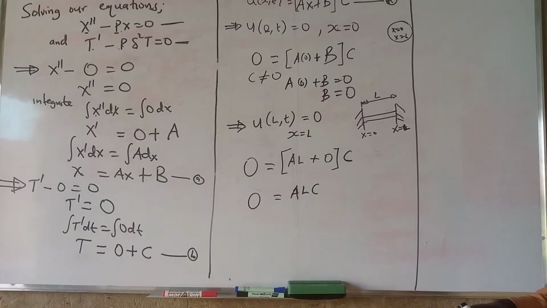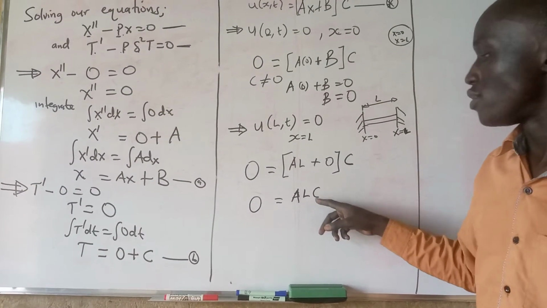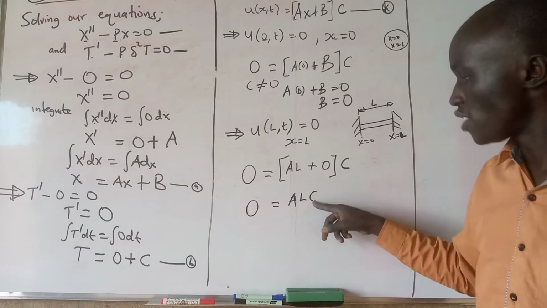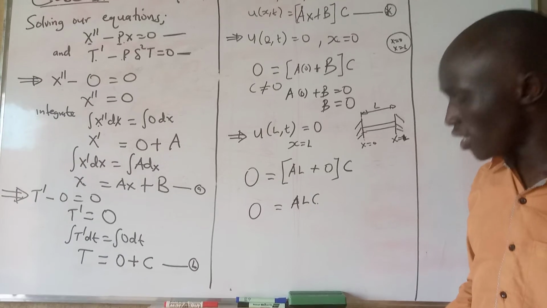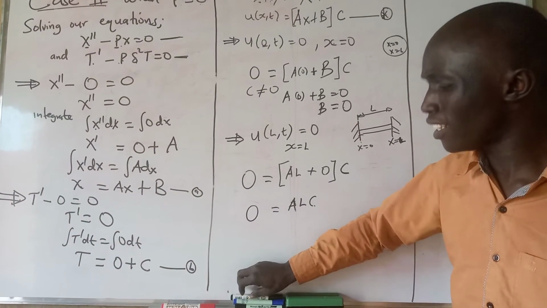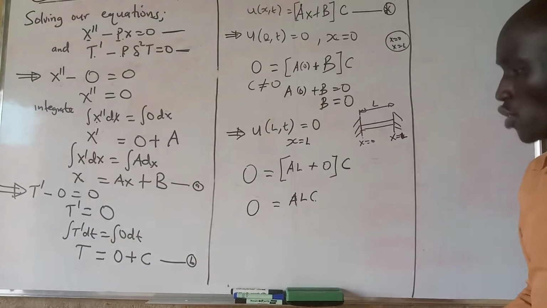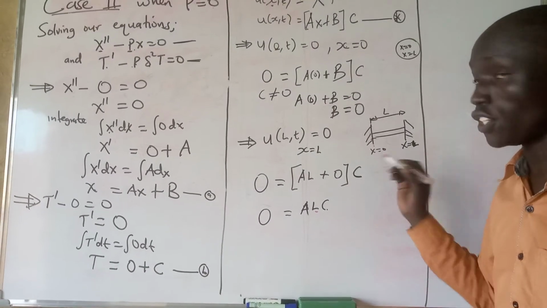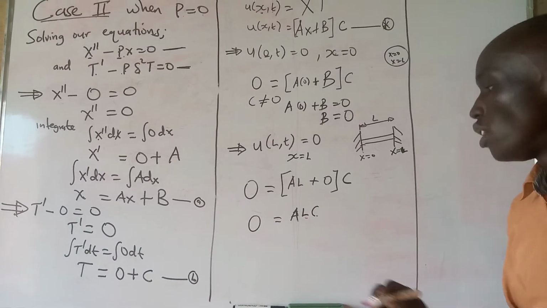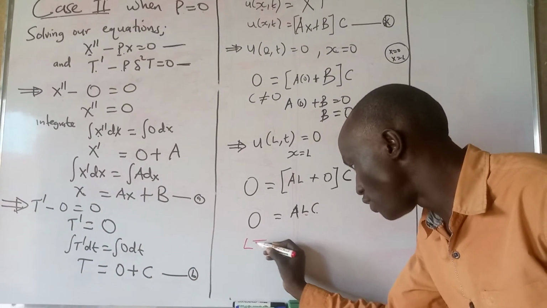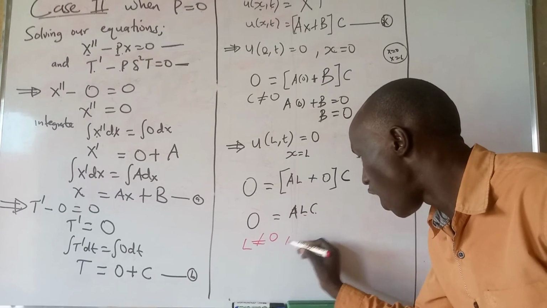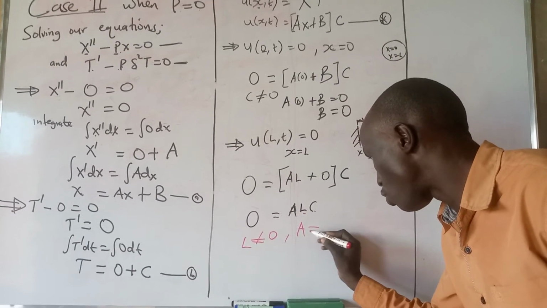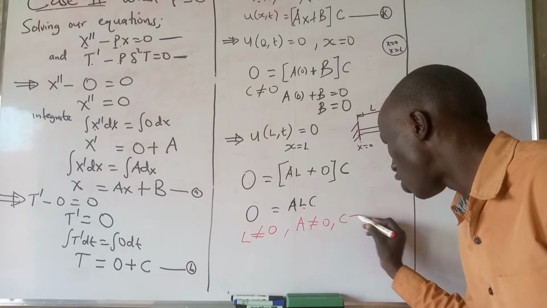So these are all values. L is the length of the shaft. C is a constant. A is a constant. Since C and A are constants, they are values, so they can't be equal to 0. And L is the length of the shaft, and it cannot be equal to 0. So our L being the length of the shaft cannot be equal to 0. Our A, since it is a constant, cannot be equal to 0. Then our C cannot be equal to 0.